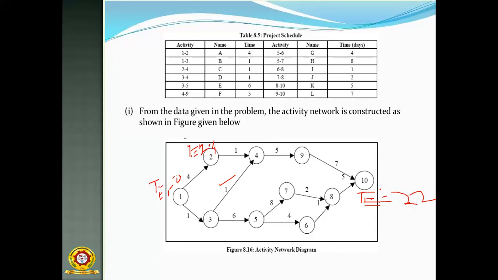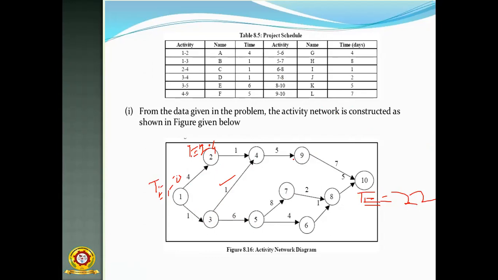After that, first you have to construct the network diagram: 1 to 2, then 1 to 3, then 2 to 4, 3 to 4, 3 to 5, and 4 to 9. Okay, so this is a simple network diagram.